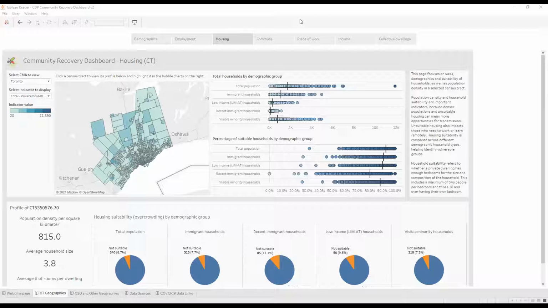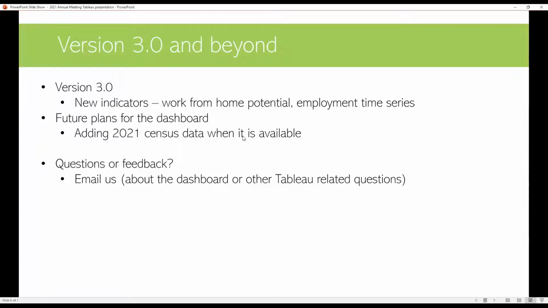So I'll just quickly go back to the PowerPoint slides, and I've got a couple more. We have plans right now for version 3.0 of the Community Recovery Dashboard, and work is ongoing. The next version will be focused on adding new indicators, which include work from home potential by occupation and an employment time series. And then beyond version 3.0, our bigger plan for the dashboard is to eventually add the 2021 census data when it becomes available.